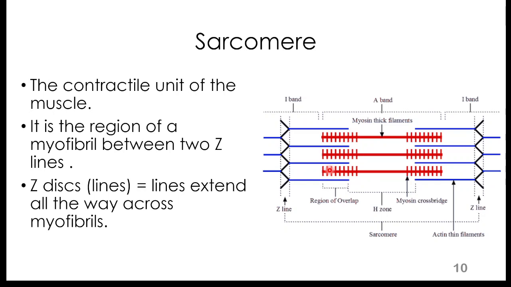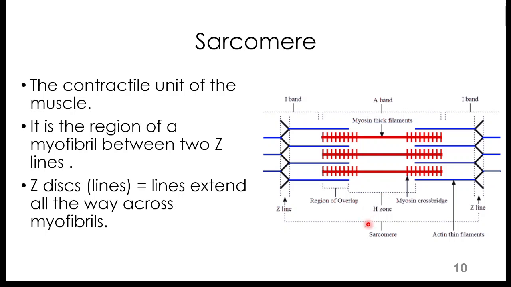Okay, so there are three bands in the sarcomere. We have what we refer to as the I band. The I band consists of only actin. So you can see the I band. What we are looking at is a single sarcomere. All right, so we can see the I band, that it consists of only actin filaments.